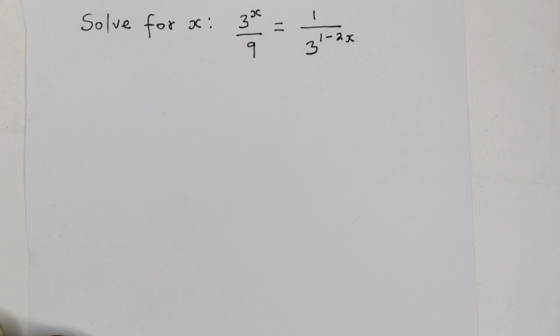Let us look at this interesting equation. Solve for x in 3 raised to power x over 9 is equal to 1 over 3 raised to power 1 minus 2x. So the first thing we need to do is just write each and every term to a common base, and we can use a base 3.